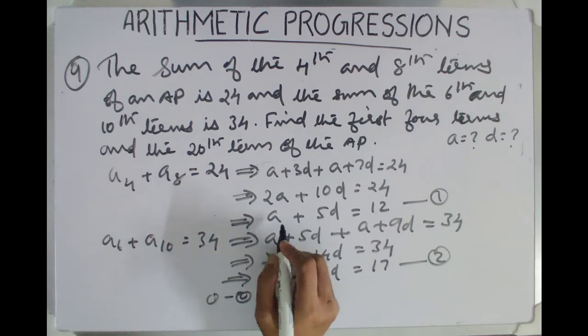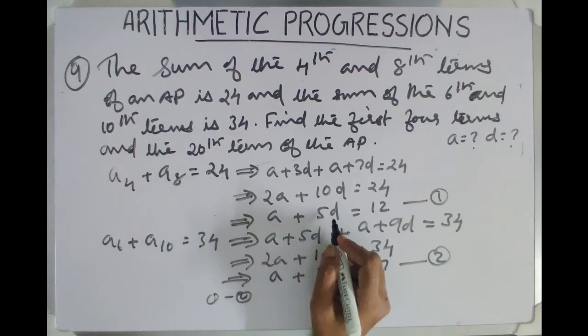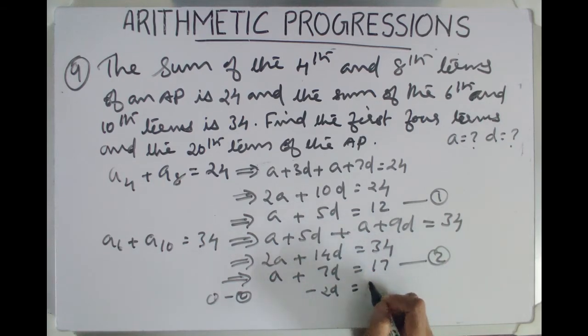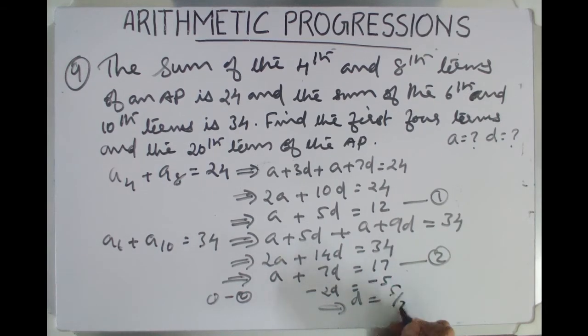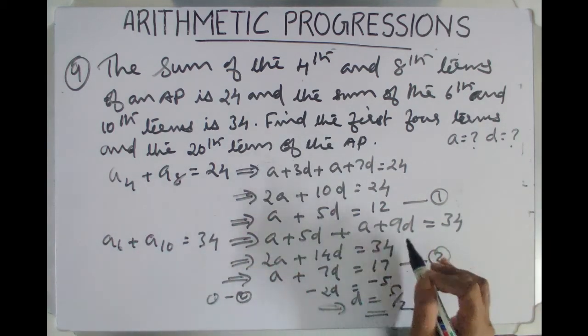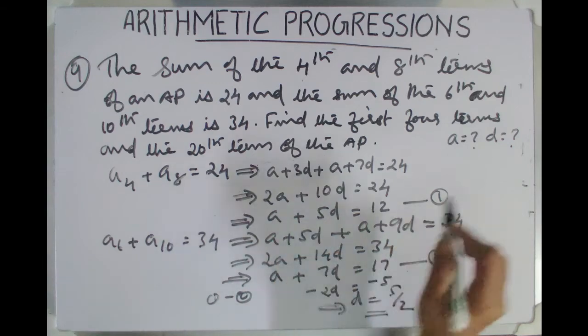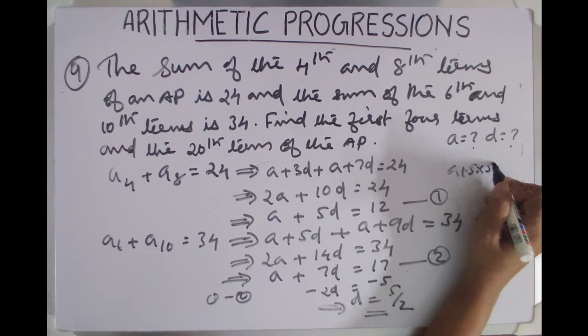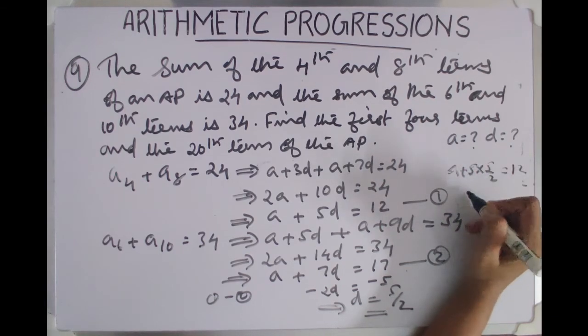Equation 1 minus 2 gives A minus A is 0. 5D minus 7D is minus 2D, equal to 12 minus 17, which is minus 5. This implies D equal to 5 by 2. Therefore, D equal to 5 by 2. We have to find the value of A also. So, substitute the value of D in this equation. We get A plus 5 into 5 by 2 equal to 12.